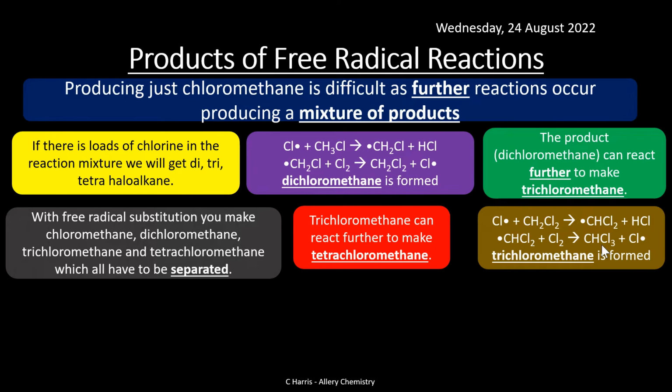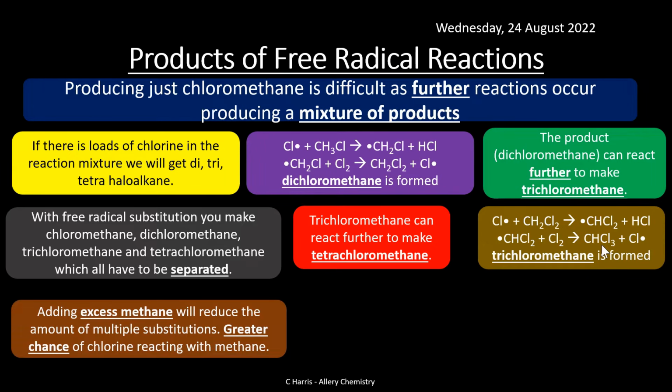It's almost uncontrollable. And obviously, with free radical substitution, you're making chloromethane, dichloromethane, trichloromethane, and tetrachloromethane, which all have to be separated if you want to just have one product. So this is a pretty efficient reaction, but it's haphazard. It just produces so many different products because it just keeps on reacting. That's because your radicals are really, really reactive.